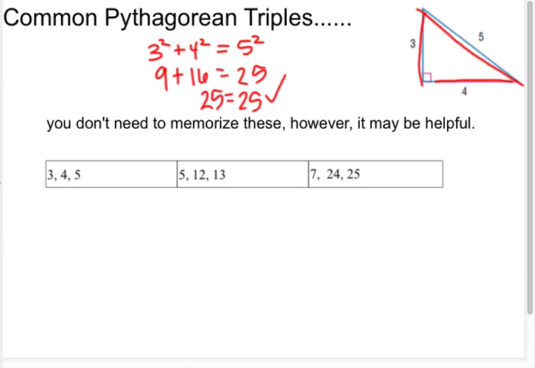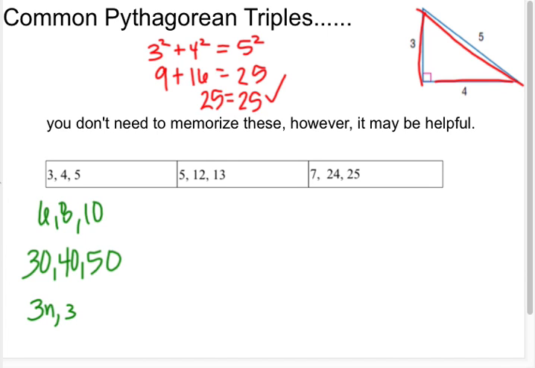So if I were to go ahead and multiply everything by 2 here, I would have a 6, 8, 10. That would also be a Pythagorean triple. If I plugged it in to my formula, it would all work out nicely. If I multiplied each number by 10, I would get 30, 40, 50. That would also be a Pythagorean triple. Essentially, if I take any number, n, times each one of these values, 3, 4, and 5, I will get a new Pythagorean triple. So there's multiple options for Pythagorean triples.